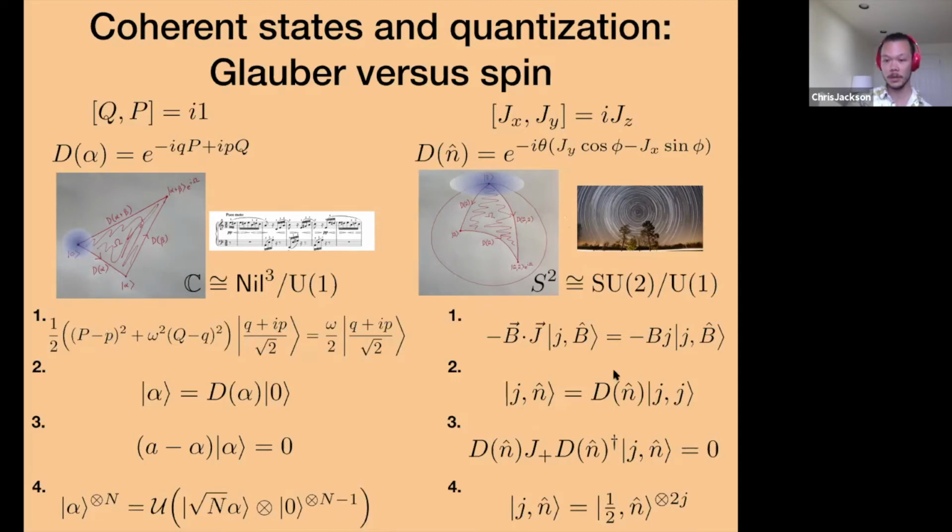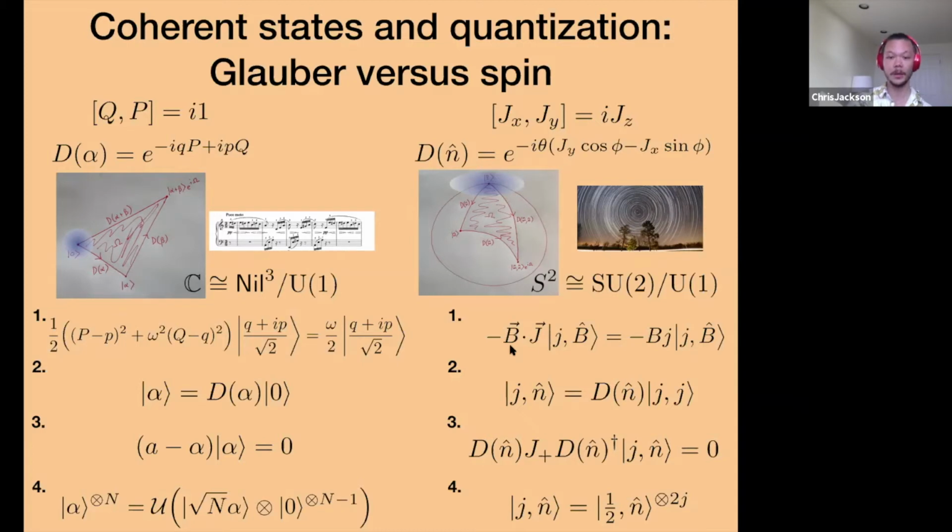Similarly, in the spherical case, we have the same notion, except now we're not talking about harmonic oscillators. We're talking about magnetic fields interacting with spin. And this is the easiest set of Hamiltonians you can think of that can generate dynamics. And each of them has a ground state. Okay, so that's one way to define coherent states: as ground states of easy problems.